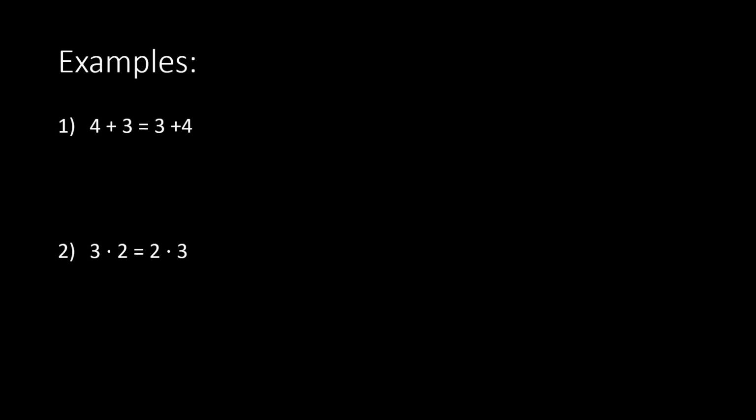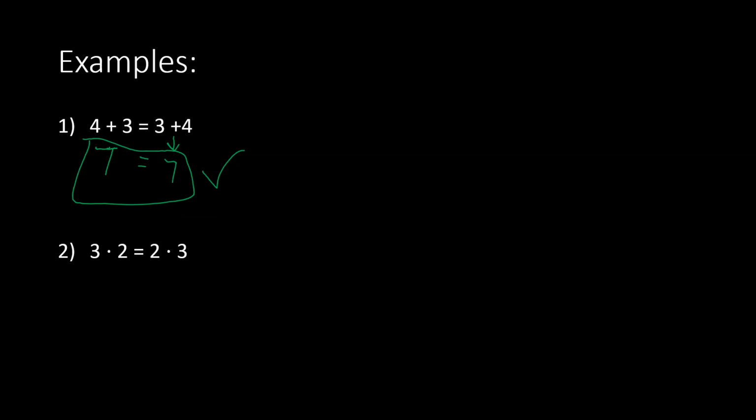So here we have examples, and one is the addition version and one is the multiplication version. So we can see here how both the 4 plus 3 is equal to the 3 plus 4. When we add 4 plus 3, we get 7. And then when we add 3 plus 4, we also get 7. So as you can see, these two are equal, which shows that the addition commutative property makes sense and works.